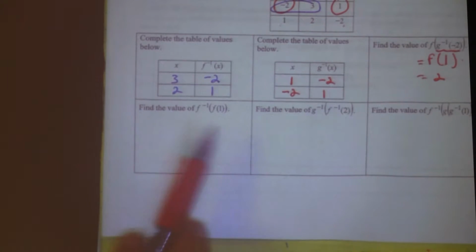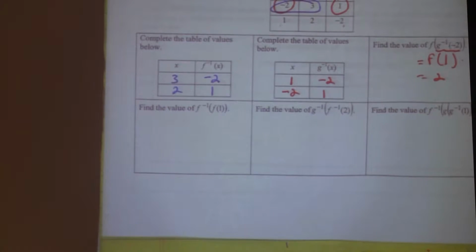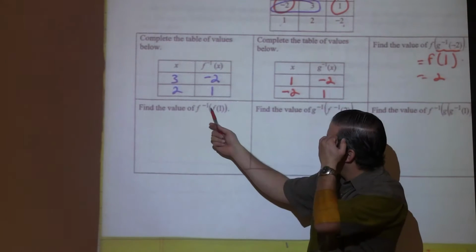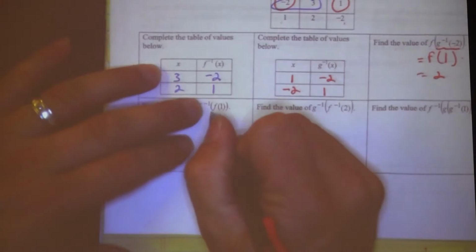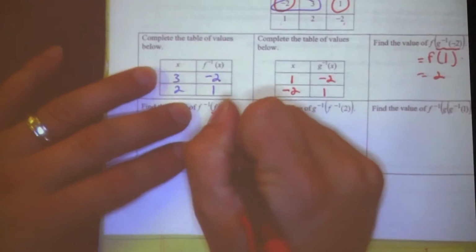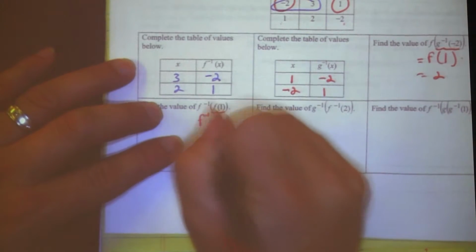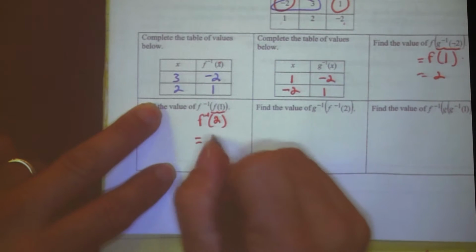What do you think is going to happen here if I have f inverse of f of 1? What do we say inverses of each other do to each other? They cancel out? Okay. So what do you think the answer is going to be there? 1? I don't know, let's try it. So what's f of 1? 2, okay. So now we want f inverse of 2. And what's f inverse of 2? Oh, you were right.